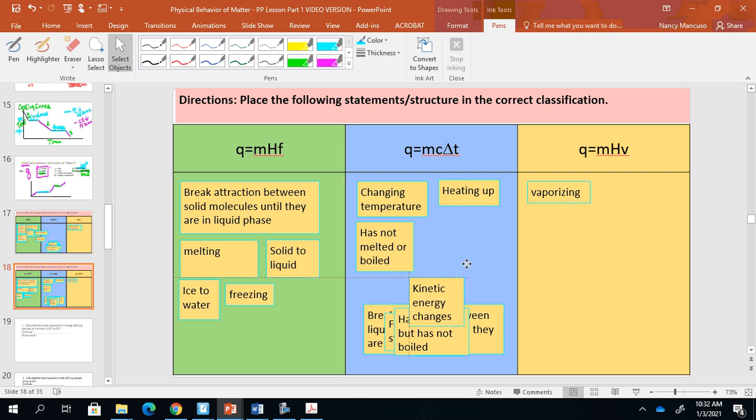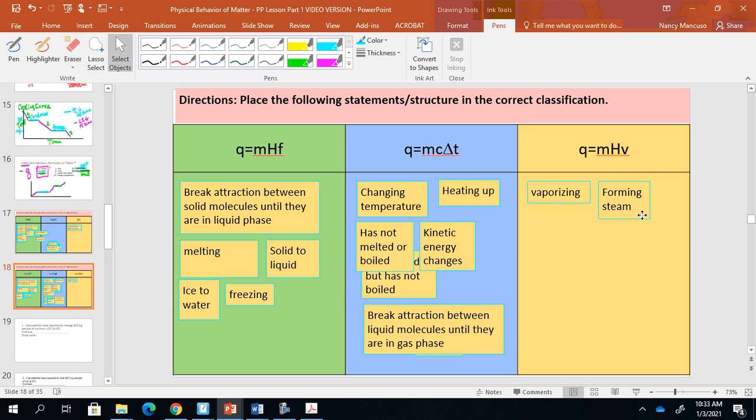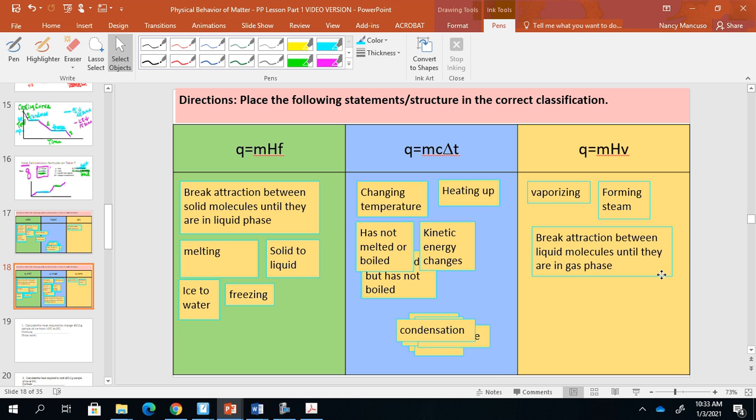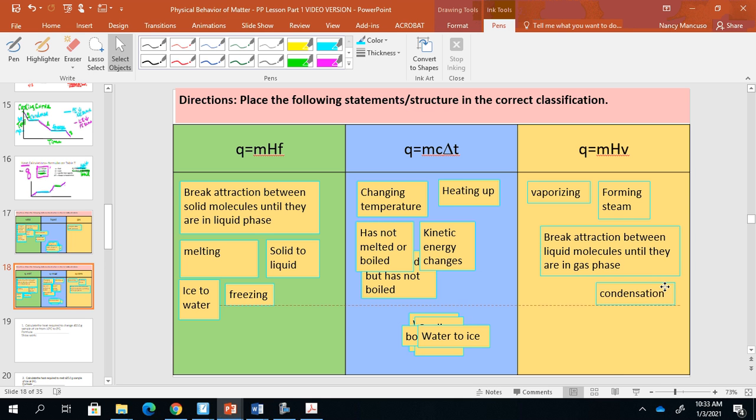All right, kinetic energy changes. If the kinetic energy is changing, I want delta T. Has melted, but has not boiled. So again, I'm in one of these little delta T spots. Forming steam. Okay, that's vaporizing, so I want that over here. Breaking attractions between liquids until they're in a gas phase. Okay, that's also over here. If I change from a liquid to a gas, I'm vaporizing. Condensation is if I'm cooling it from a gas down to a liquid.